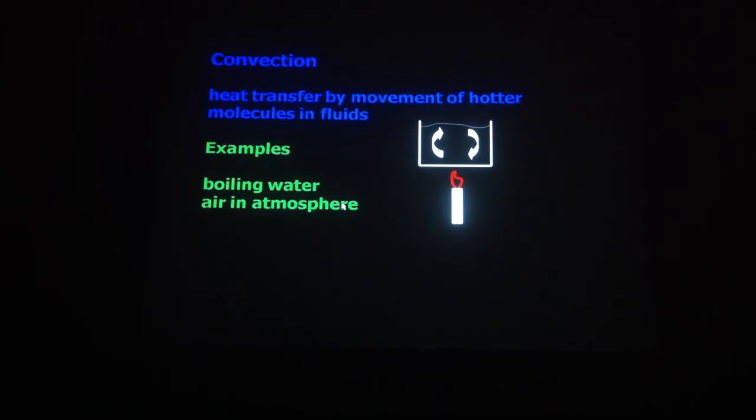And some of you also had an example today of convection ovens, which also have heat transfer through convection. If you have a convection oven, you have a fan that circulates the air, circulates the hotter molecules.